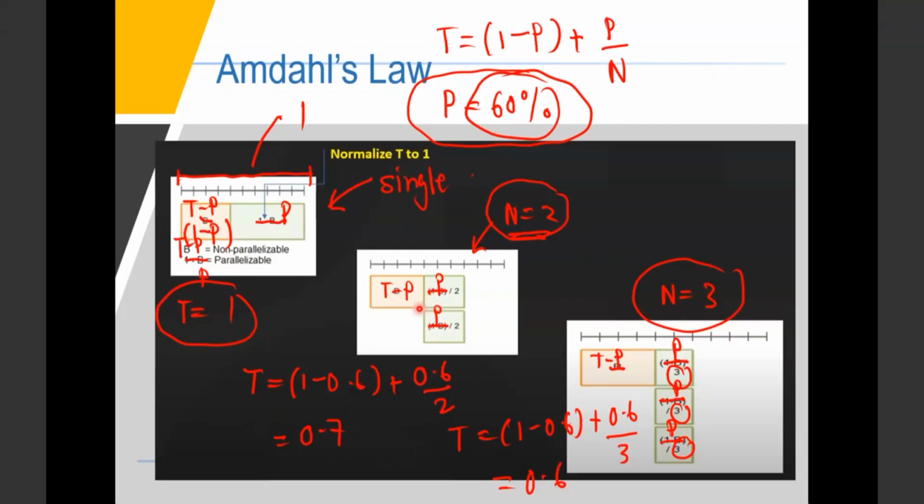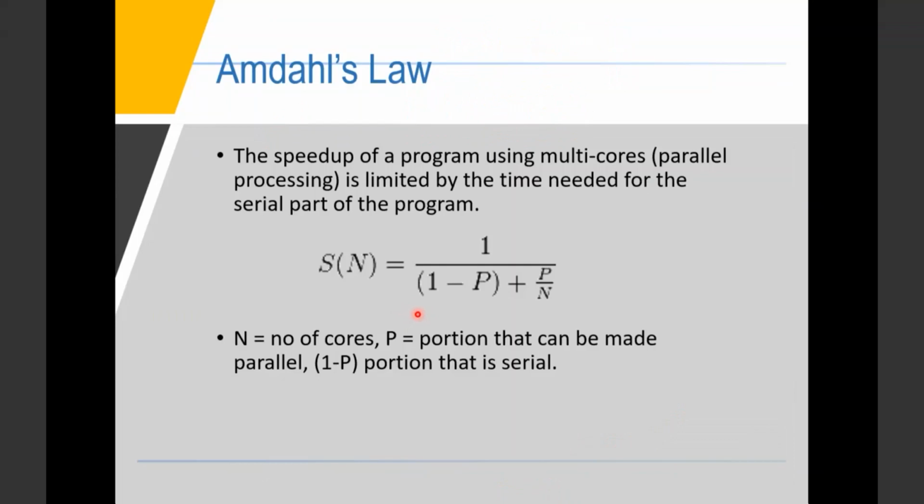Then now let's look at the speed up concept in Amdahl's Law. Amdahl's Law comes with this concept, the speed up. The speed up of a program using multi-core, which is parallel processing, is limited by the time needed for the serial part of the program. Okay, so it is given by this formula: speed up equals 1 over 1 minus P plus P over N.